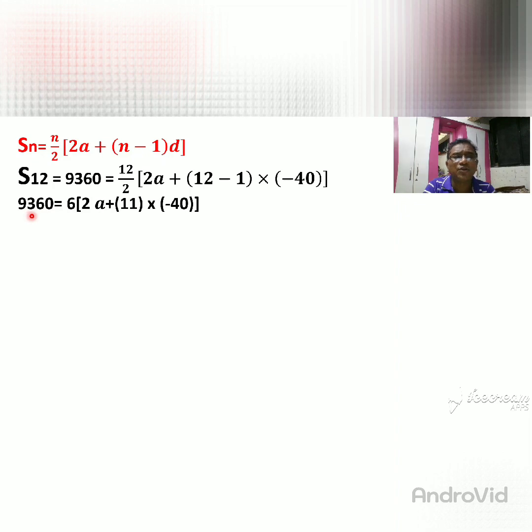Then see the next step. This 9,360 is the total amount paid in 12 EMI. So how do you get this 6? See, this is the 2. 2 sixes are 12. So this is the 2.